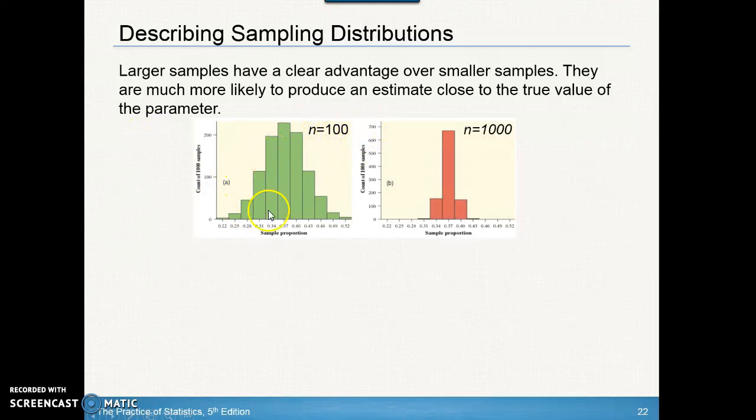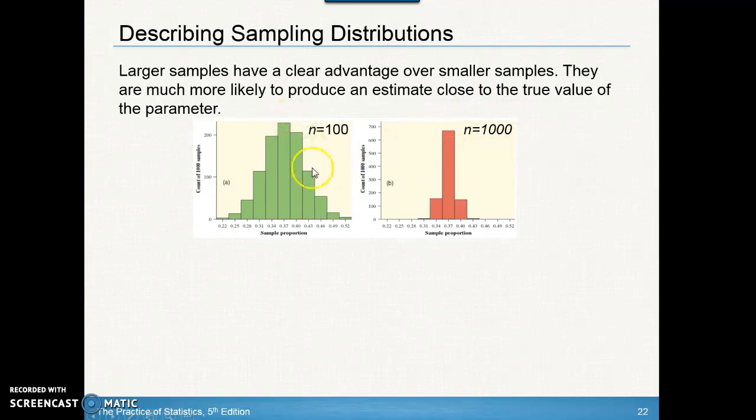So here, all of these were samples of 100. I took 100 samples and found the proportion of, let's say, red chips. Each of these is an individual sample of 100, so a whole bunch of p-hats from samples of 100. This was 100 samples of size 100. This one was 100 samples of size 1000.